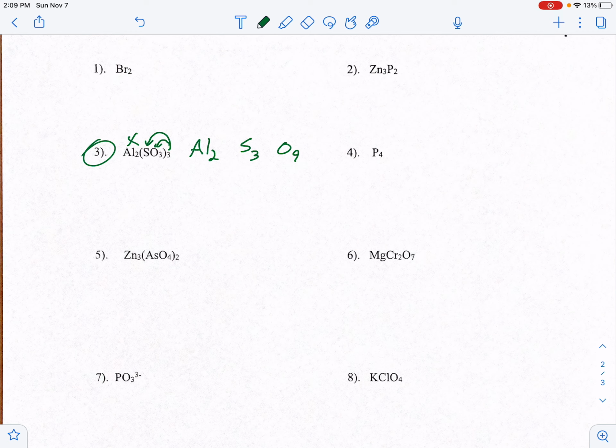Now I'm going to look, do I have a charge up here in the right-hand corner? Do you see a charge up in the right-hand corner right here? That'd be no. So that means my total is going to equal 0. My first step is to do the oxygen. Oxygen's a minus 2. So 9 times minus 2 would give me minus 18.